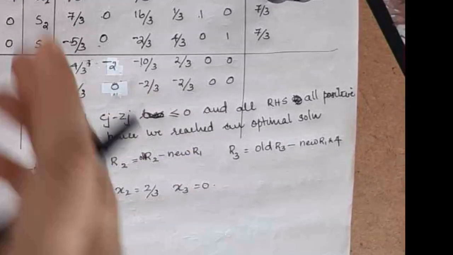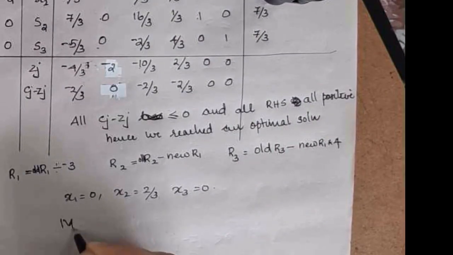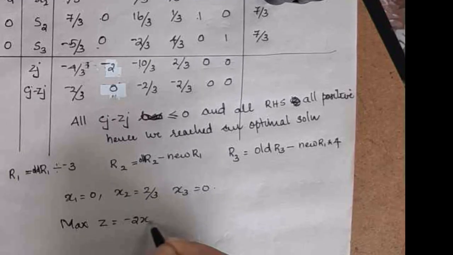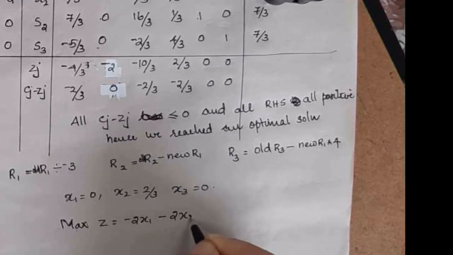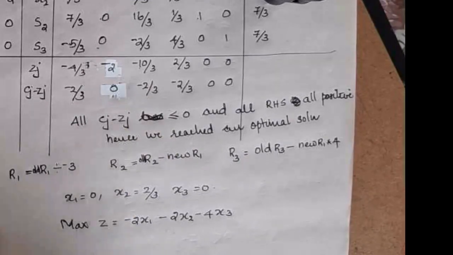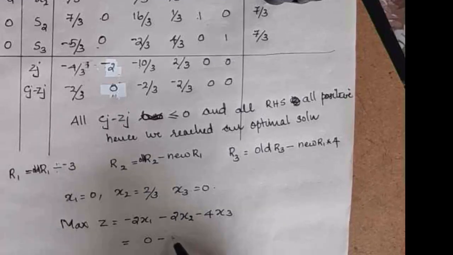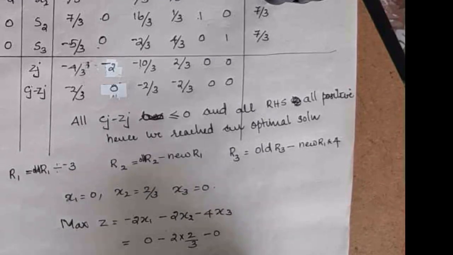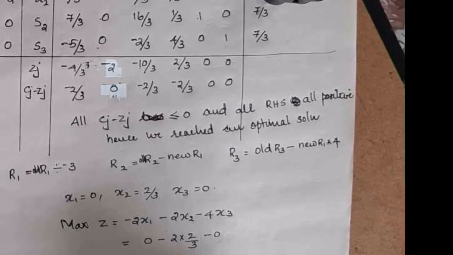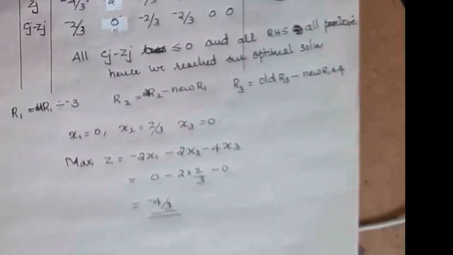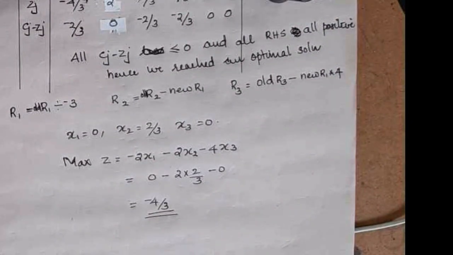Now you have to put this in the maximize function. So in the maximize function we had maximize z is equal to minus 2x1 minus 2x2 minus 4x3. You substitute these values, you will have 0 minus 2 into 2 by 3 minus 0. So you had minus 4 by 3 as a value. The value is 4 by 3.